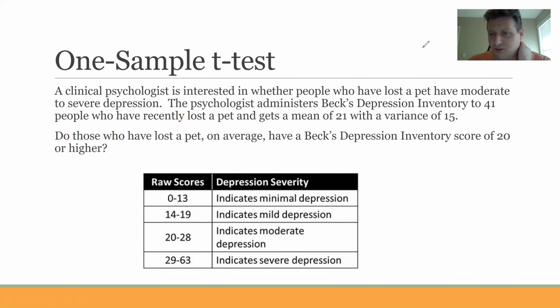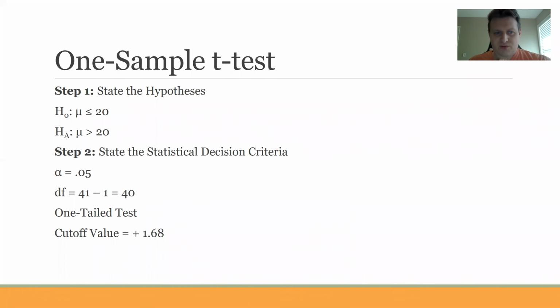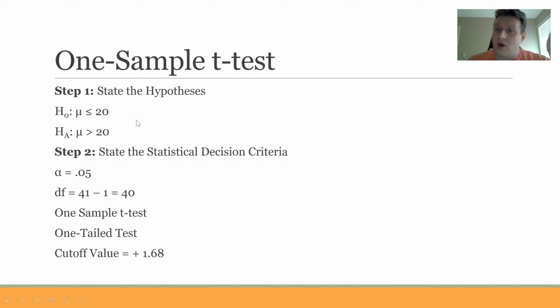So that's what we're going to do. A little bit different here. Let us go through step 1, step 2, and all of those. I'm going to state my hypotheses, the population mean, and I could give it a specific value of people that lost a pet. Maybe I give it a sub-score or something right there. It is less than or equal to 20 for the null hypothesis, and it's greater than 20 for people that have lost a pet.